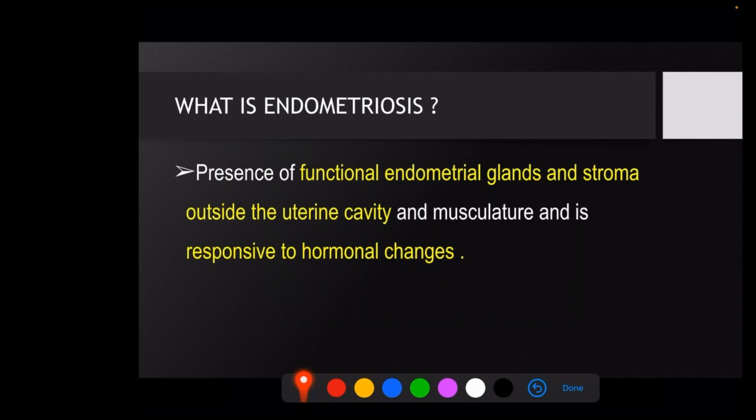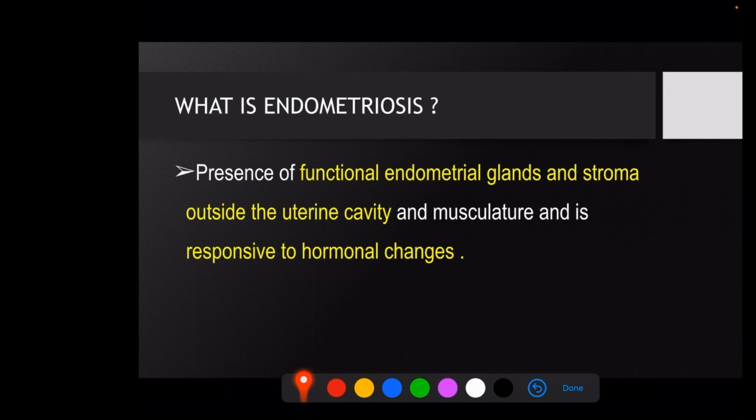See, what is endometriosis? Endometriosis is a peculiar disease of women characterized by the presence of functional endometrial glands and stroma, that is, endometrial glands surrounded by endometrial stroma, outside the uterine cavity and musculature, and is responsive to hormonal changes. Around one-third of cases may be asymptomatic and the majority are symptomatic and cause chronic pelvic pain and infertility.